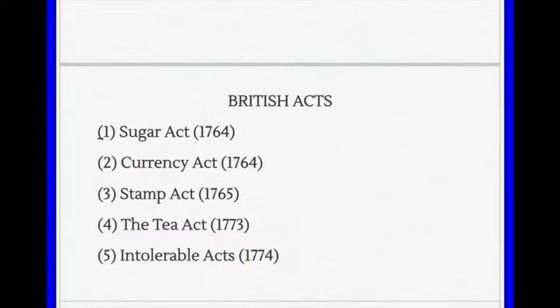The Sugar Act reduced tax on molasses imported to North America from the West Indies. So what it did was it undercut the merchants in the British American colonies. The Currency Act said that the British colonies couldn't issue paper legal tender.